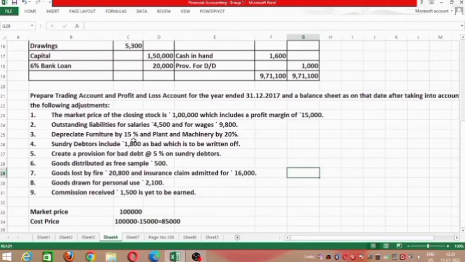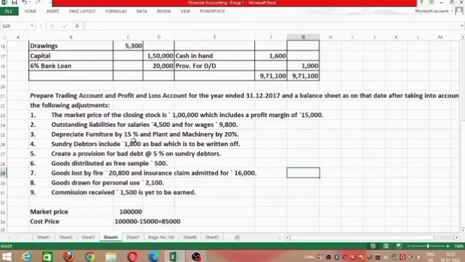Next one, goods drawn for personal use. This is drawings. The proprietor has used the goods for personal use. So this should be deducted from the purchases and also this should be deducted from net profit in the balance sheet.